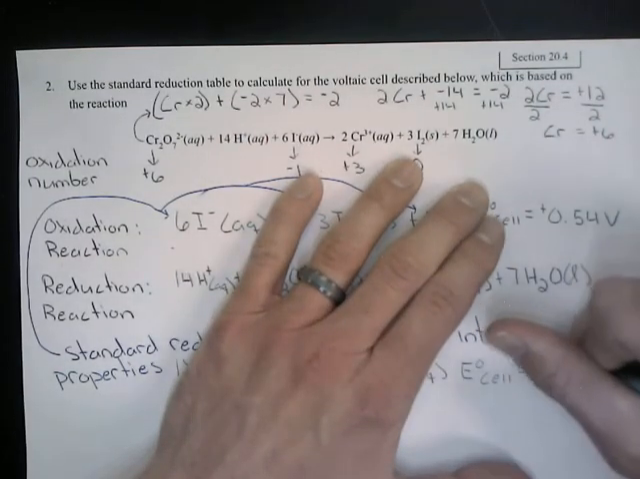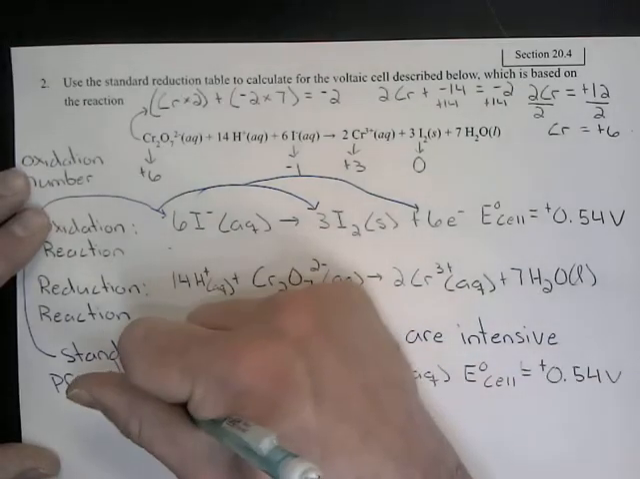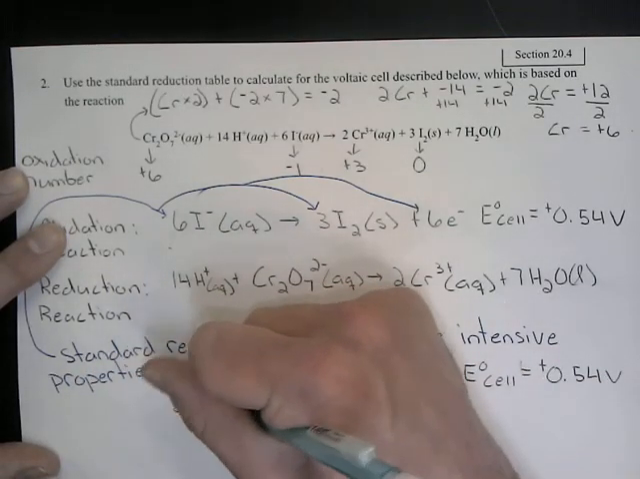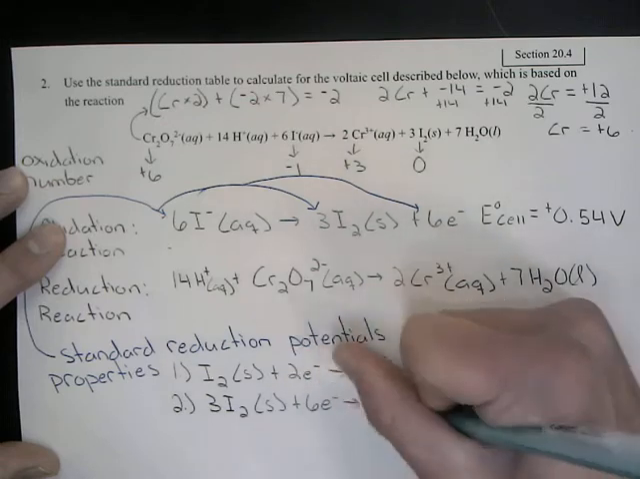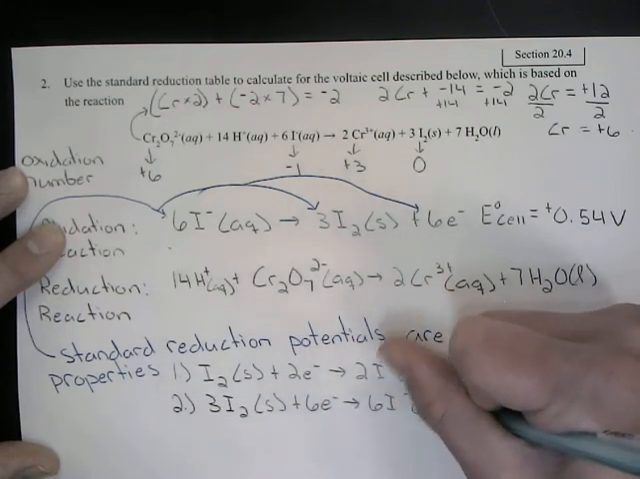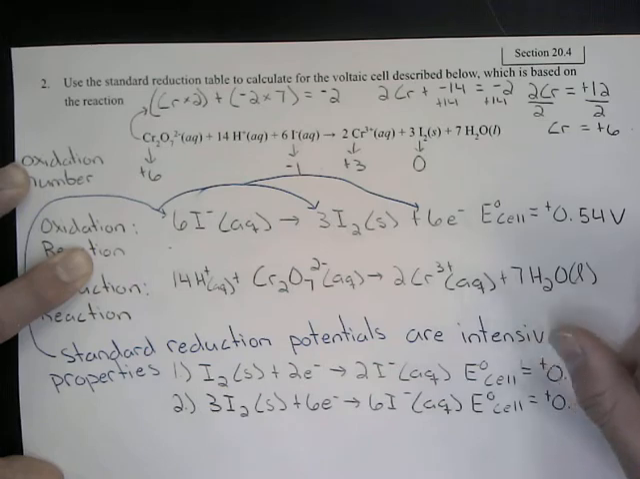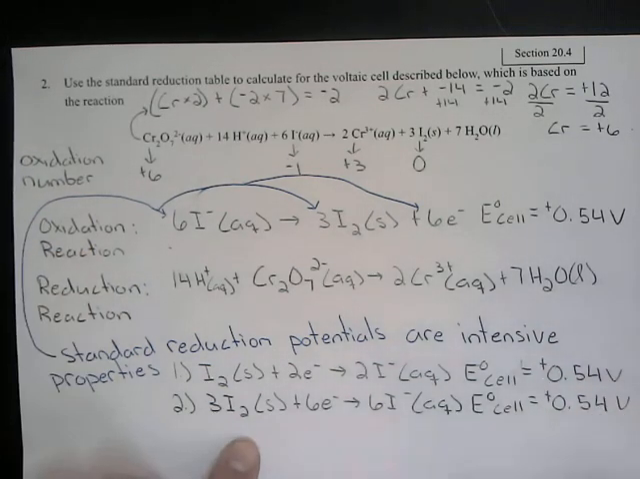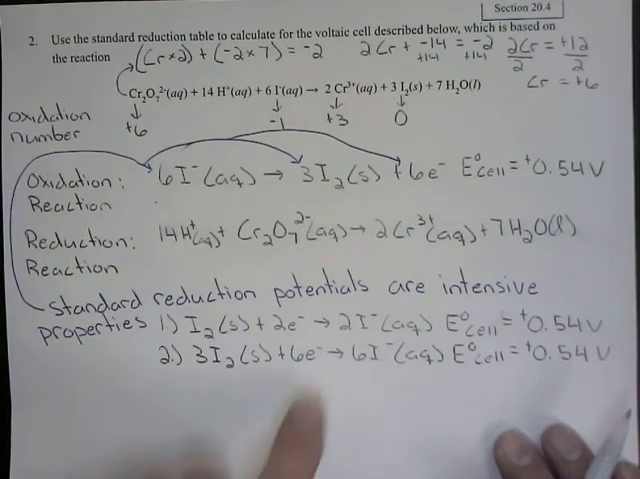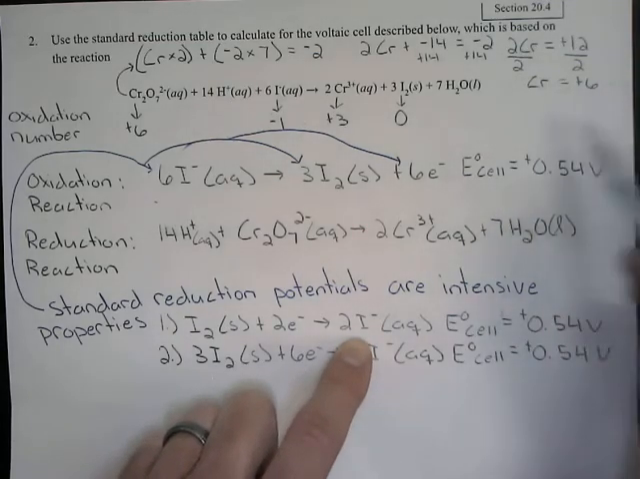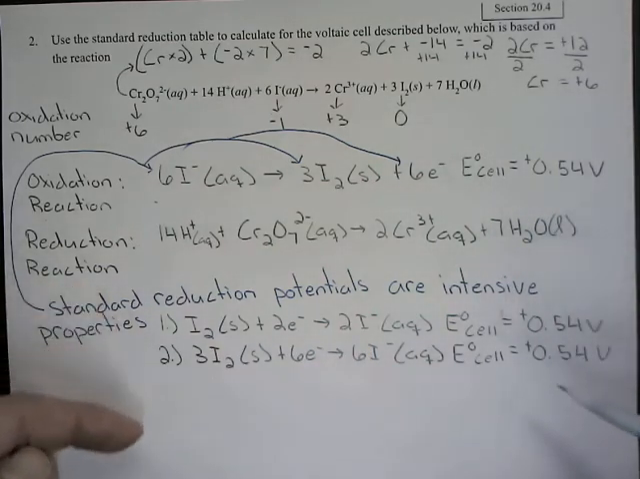positive 0.54. Now, because it is an intensive property, that means it does not matter how much we have. So if we say we multiply everything by 3, that does not mean that we multiply our value by 3. Our standard cell potential is still going to be 0.54. So no matter what you multiply your coefficients by, it does not multiply your standard cell potential. So even though we have 6 I minuses and we only had 2 I minuses, that does not mean we need to multiply that standard cell potential by that value. It is going to stay the same, and that is what this is saying.